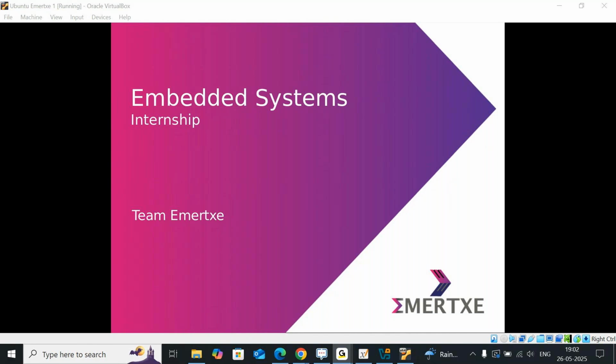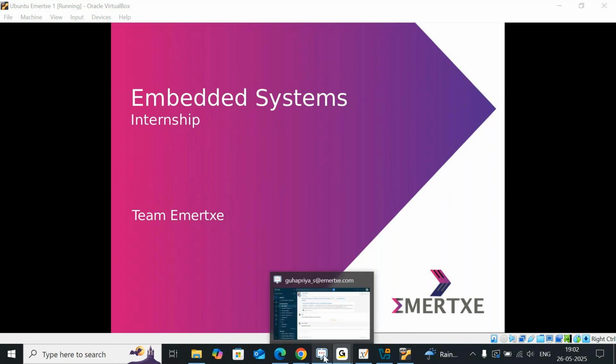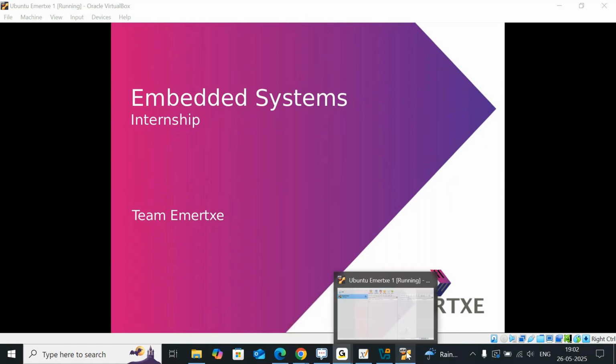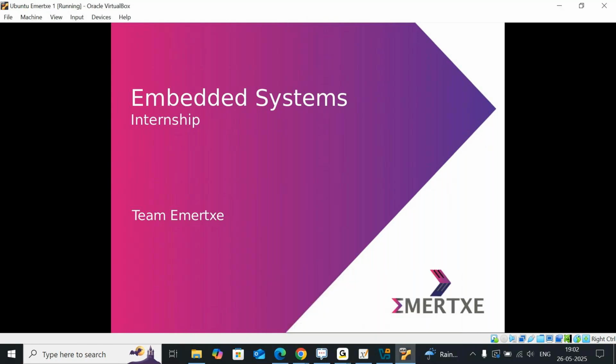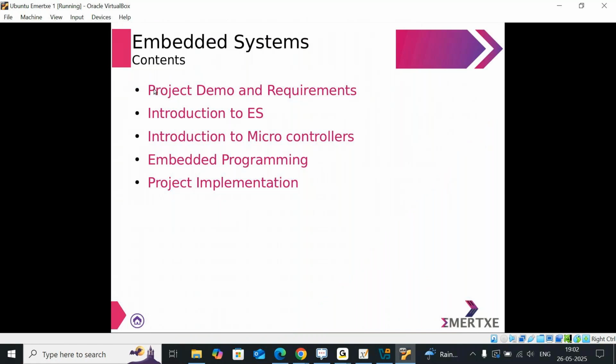Last class we started with the MC module in the internship, and we discussed the project demo and requirements. We discussed a washing machine project, I showed you the demo, and I listed out the requirements for the project. In the upcoming classes, we are going to learn the embedded programming required for completing this project. So this is basically the plan for the MC module.